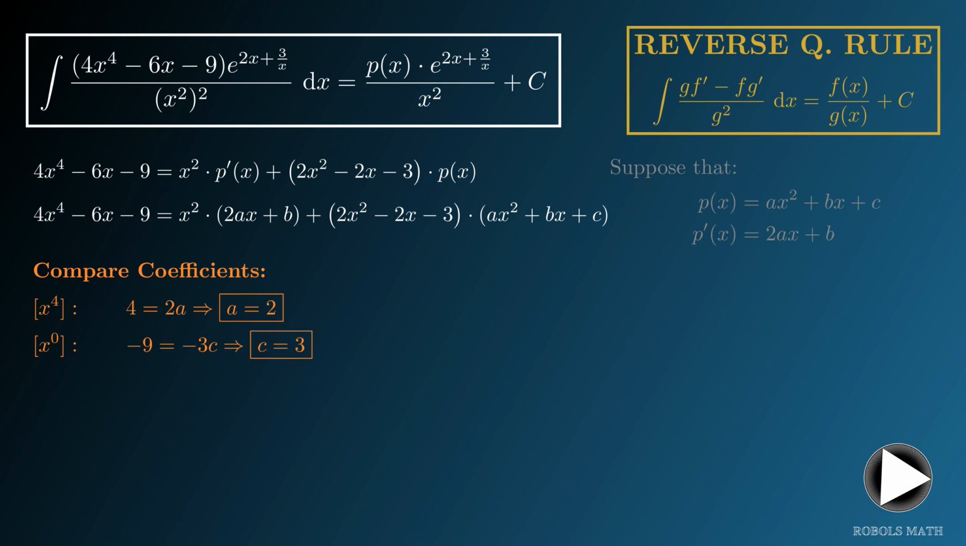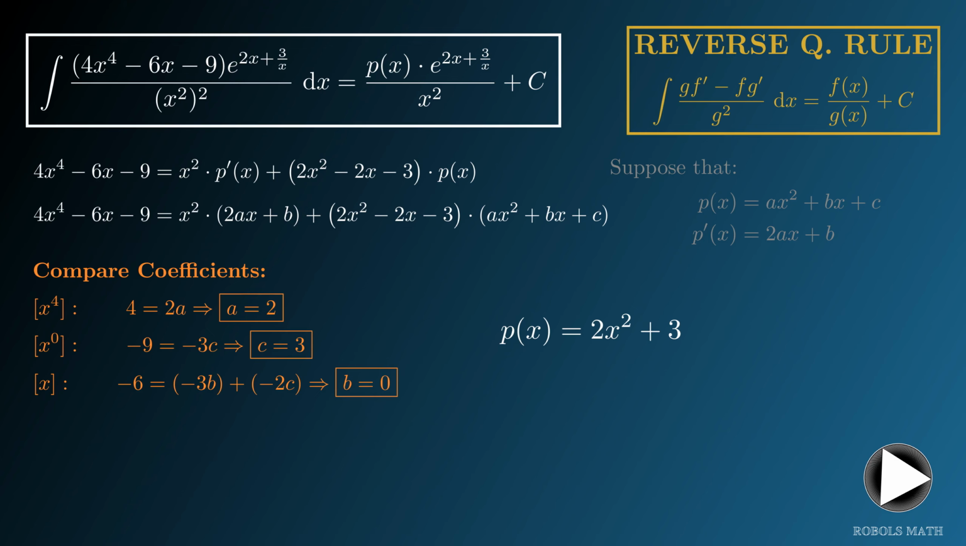So now only b is missing. We can consider the coefficient of x on both sides. On the left side, the coefficient is -6. On the right side, the only terms that contain x are -3 times bx and c times -2x. Thus, -6 must be equal to -3b minus 2c. We know that c is 3. Hence, b must be 0. Therefore, p of x must be 2x squared plus 3.